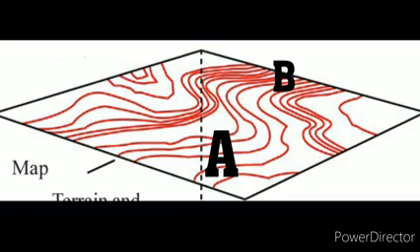Let's find the characteristic of these contour lines again. The closely spaced contours represent steep slopes, which means in the location B, there is steep slope and in the A there is a gentle slope.